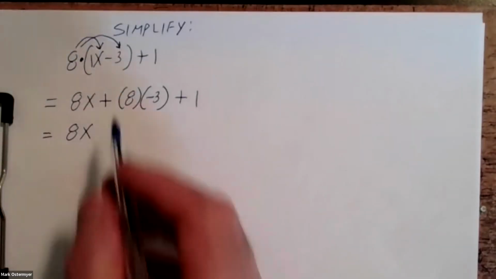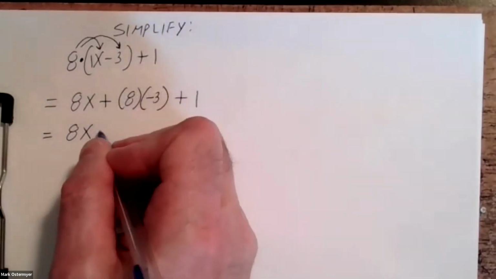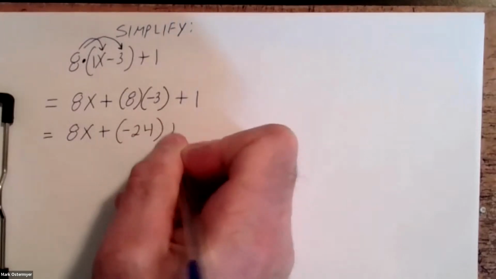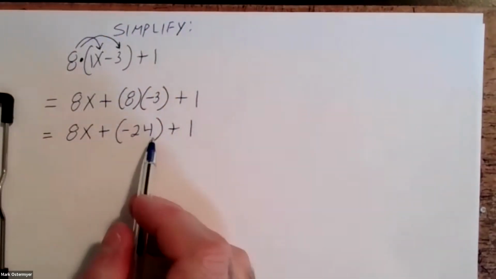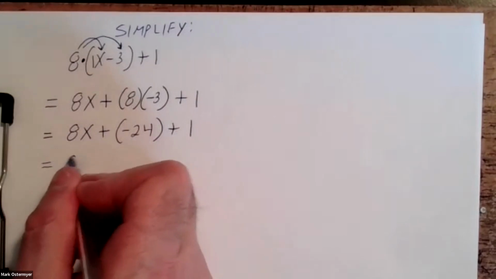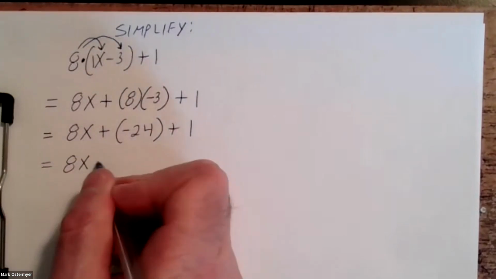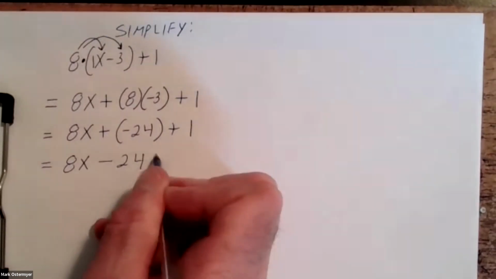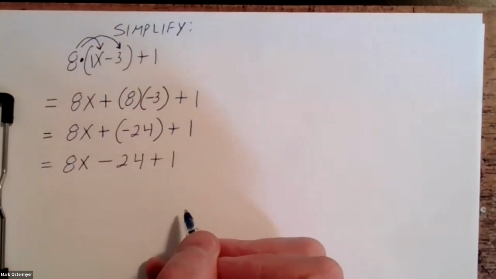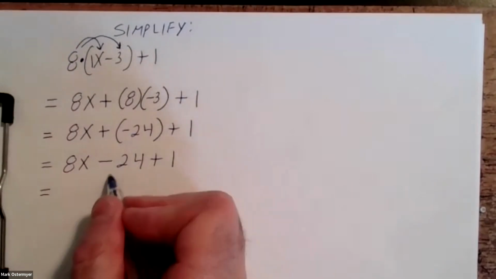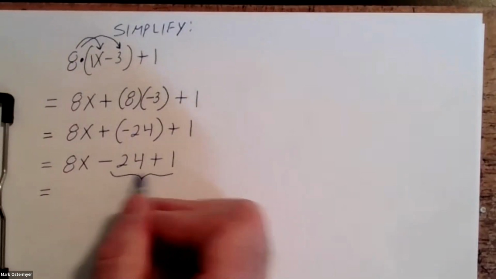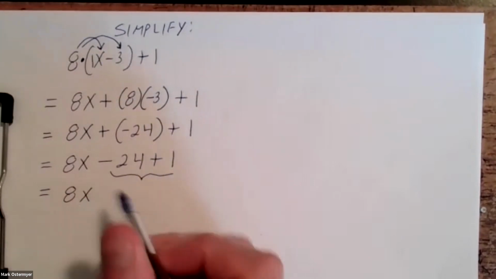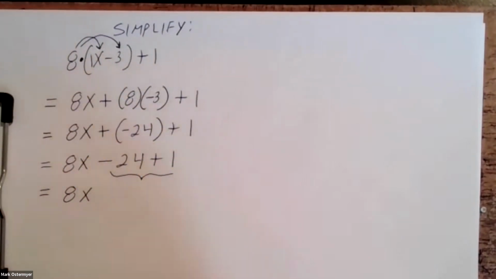All right, so 8 times a -3 is a -24. Now I can say plus a -24. But you know, plus a -24 is the same thing as just saying subtract 24. So I could rewrite this equivalently as 8x minus 24 plus 1. Finally, we have some like terms that need to be combined, namely -24 and 1. So what is -24 plus 1?